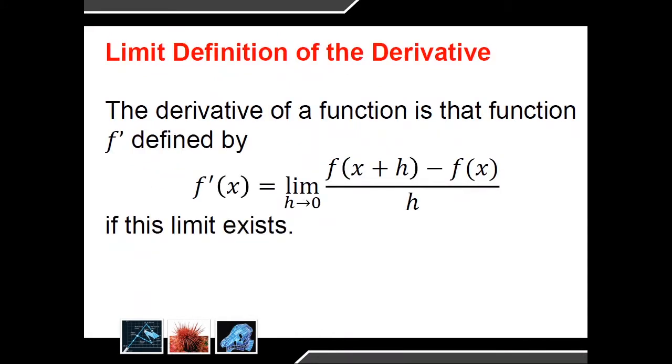Now, the limit definition of the derivative is defined by f prime of x is equal to the limit of f of x plus h minus f of x over h as h approaches 0. And if this limit exists, then you have the answer to the derivative.